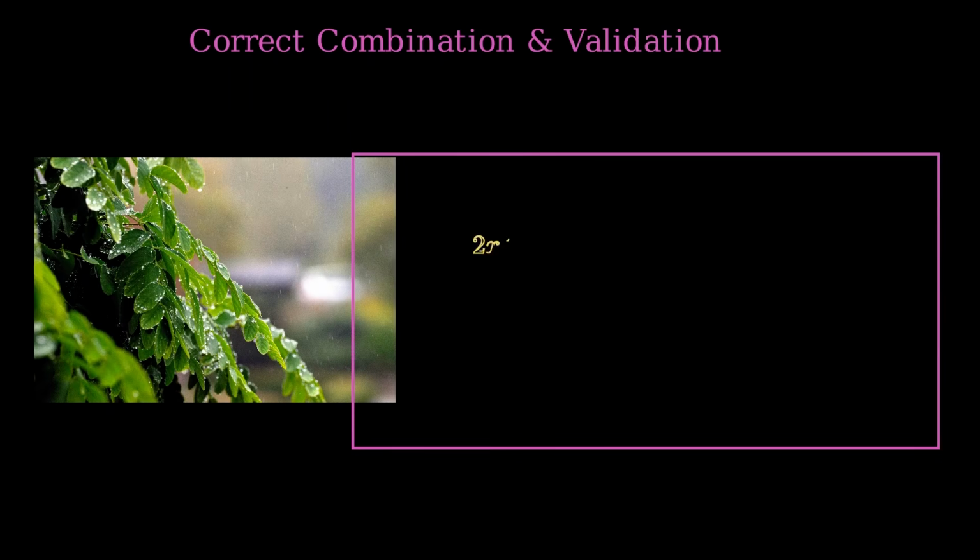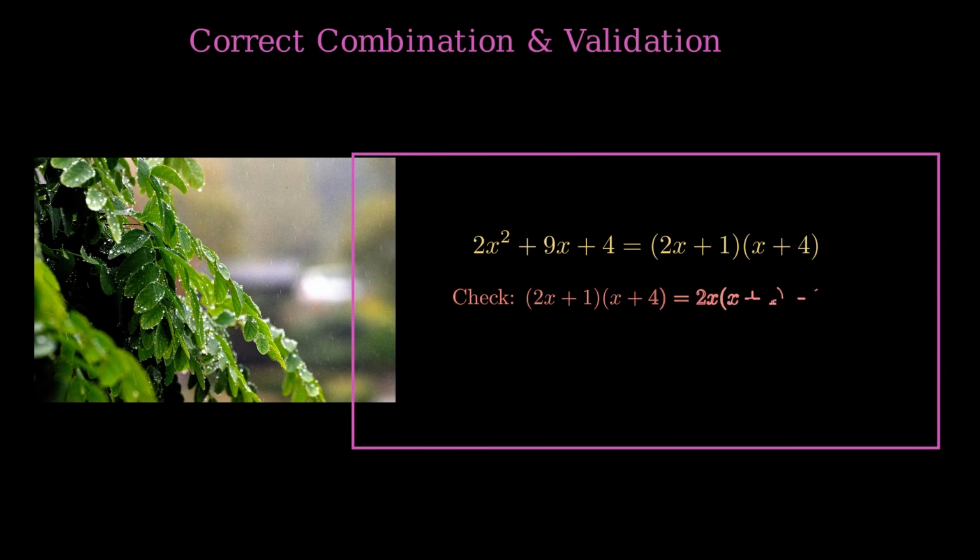The combination that gives exactly 9x is (2x + 1)(x + 4). Let's double check this result by expanding it out. Multiplying the terms gives 2x squared plus 8x plus 1x plus 4, which perfectly matches our original equation. Therefore, our factorization is completely correct.